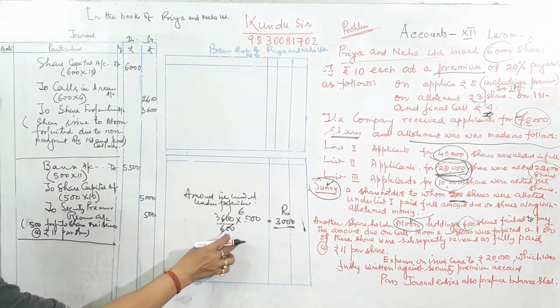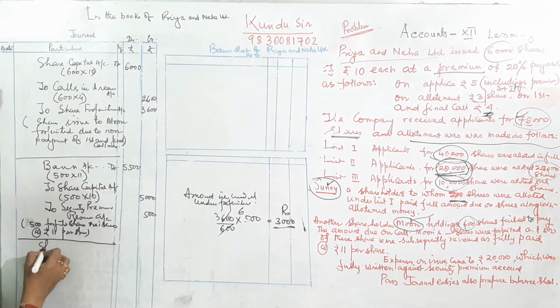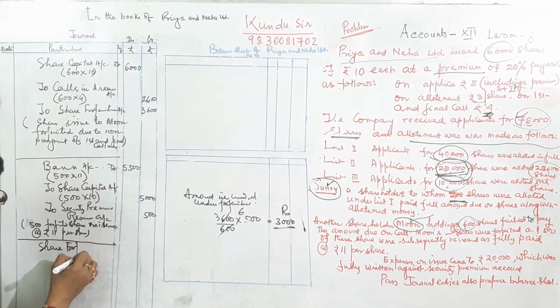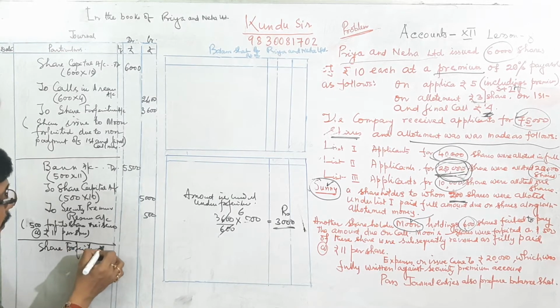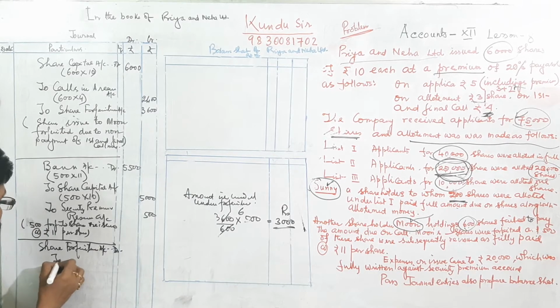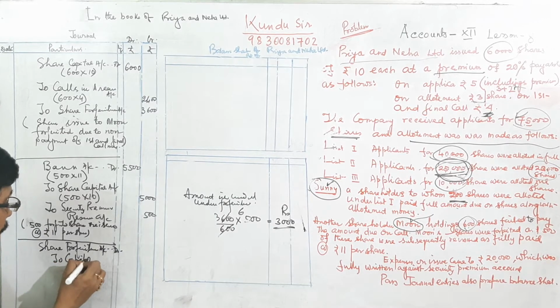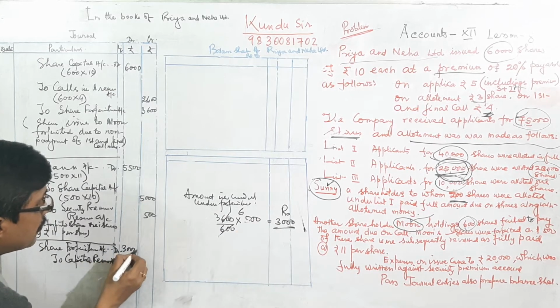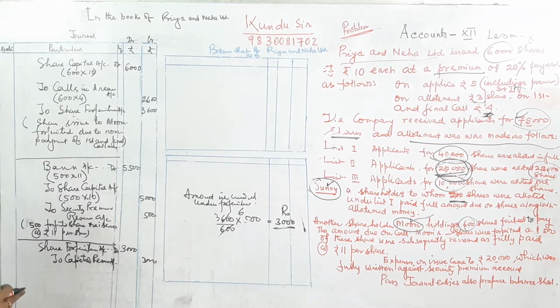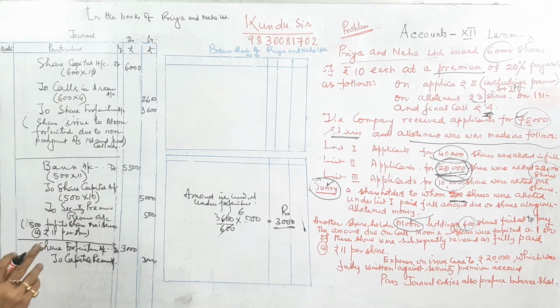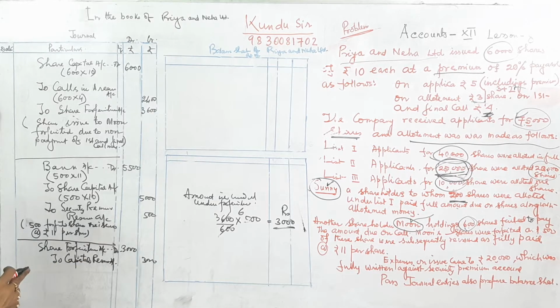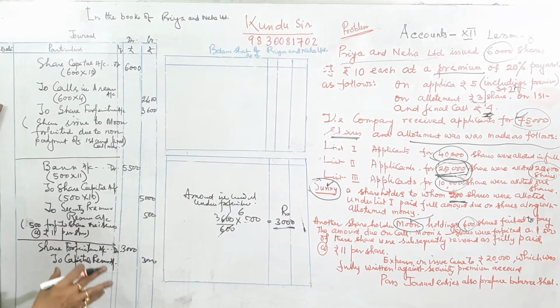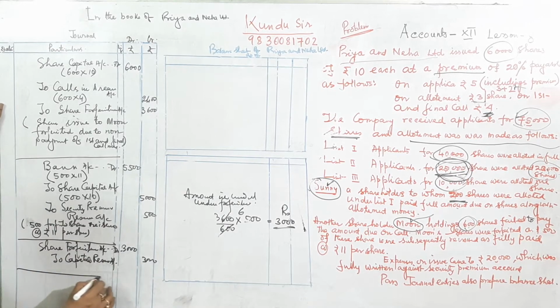That means the profit portion we are debiting now. Share forfeiture account to be debited to capital reserve account. How much? 3,000. What will be the narration? The benefit due to share forfeiture of Moon's shares, the proportionate amount, is transferred to capital reserve account out of share forfeiture. That is, 600 is still lying in the share forfeiture account.